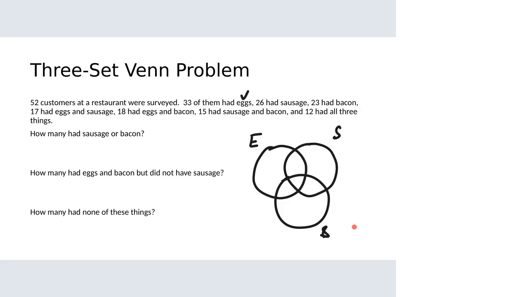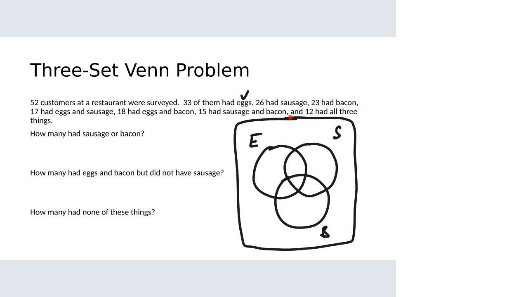I lost my square here, sorry about that. So we're going to start with the overlap of all 3 sets in the middle, and we just go back to the problem: 12 had all 3 things. So I'm going to put 12 into region 5. If any of these numbers don't make sense as we go through this, please tell me.